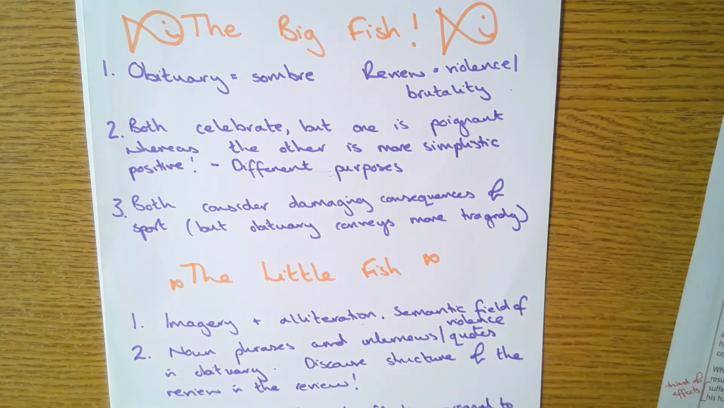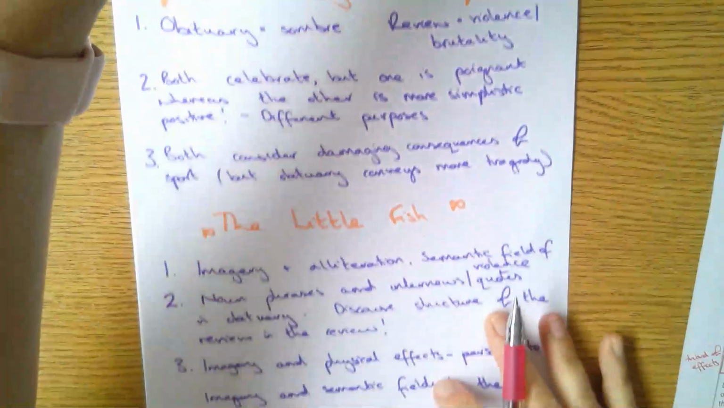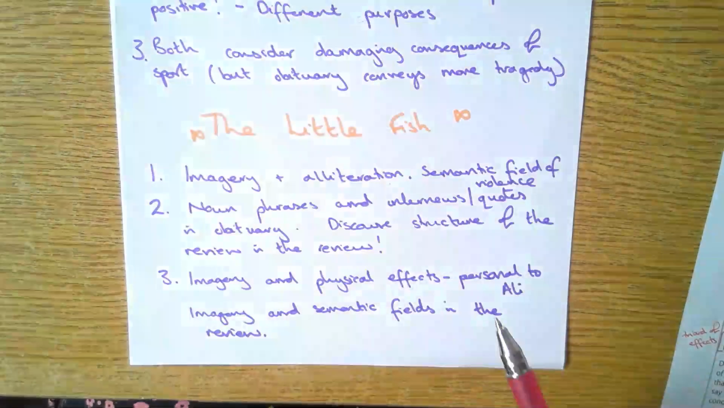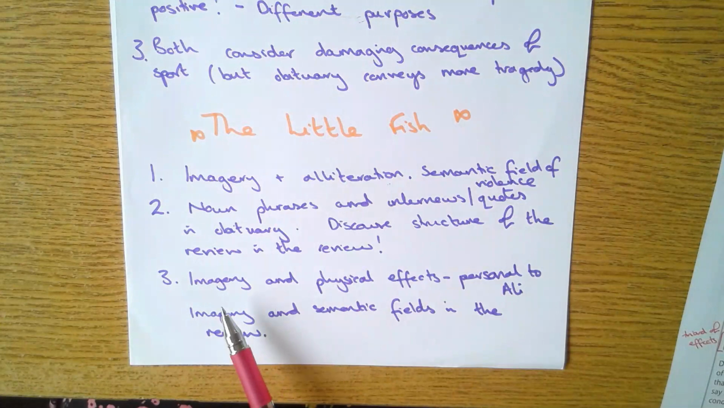Whereas the discourse structure of the review, where it opens and it praises Boxer Handsome and it ends summing up with that praise of Boxer Handsome too, establishes that difference. Both consider the damaging consequences of the sport. So again, you could look at the imagery and the physical effects that were personal to Ali. So I'd be looking at those triads, maybe looking at the syntax there. Whereas there's more of a semantic field of boxing and violence, and fighting in Boxer Handsome.